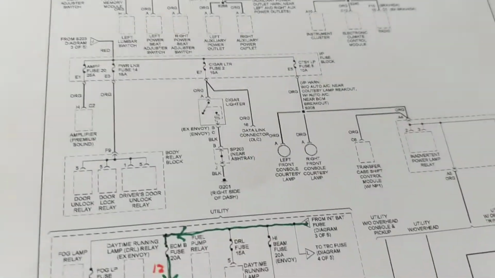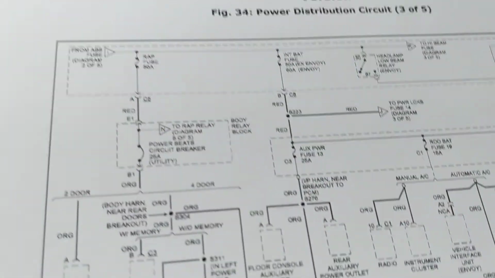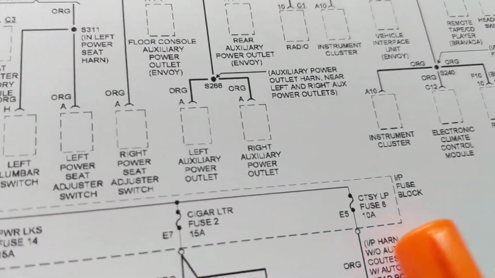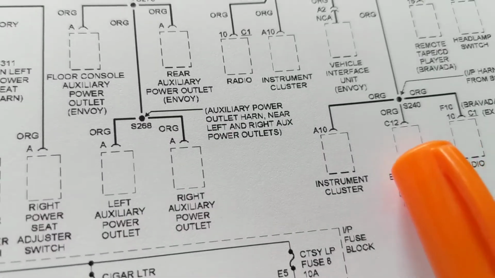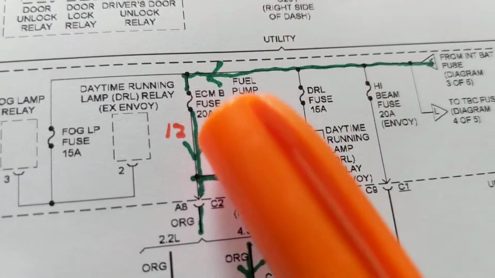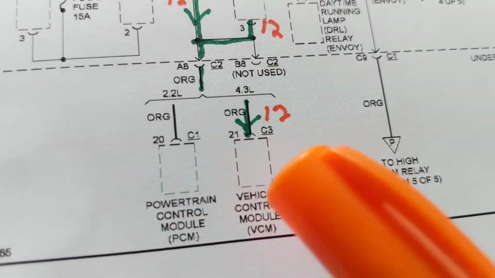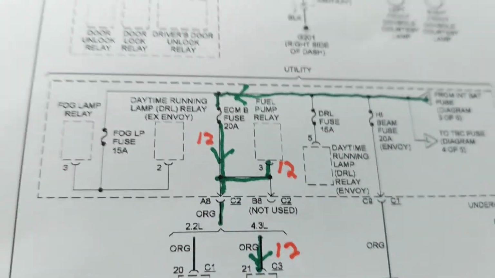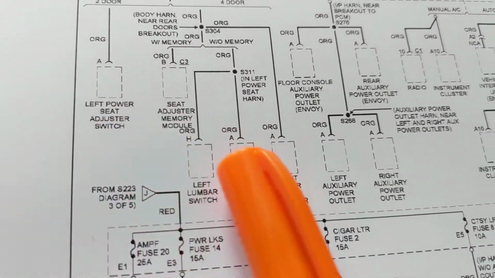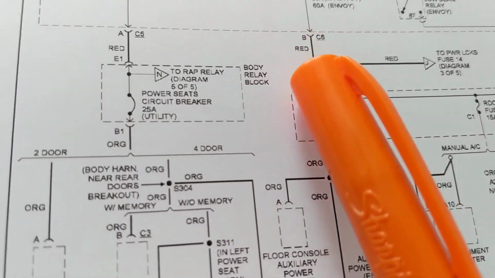There's another thing that I was saying before. It's called the power distribution, which is this one. Again, which ones do I use? I love Mitchell for the reason that they tell you the terminals, and they tell you also the pin numbers. So you see over here, this is a relay, and it's going to pin 3. This is a computer, and it's going to pin 21. Now, it gives you the information where these are located. Sometimes, especially the computers, it tells you where it is, like this one, body, relay block.